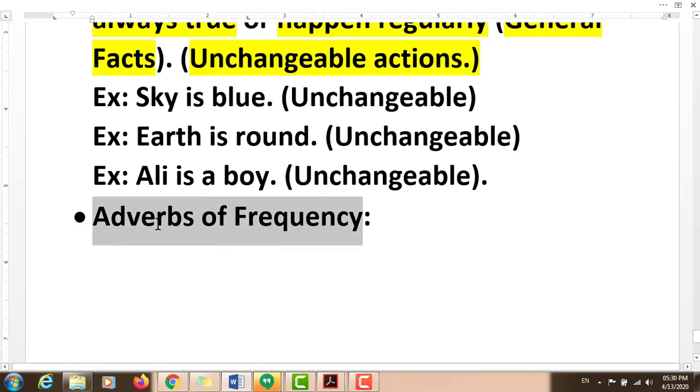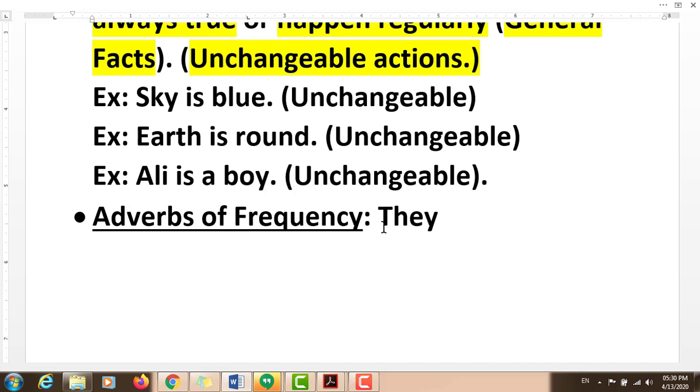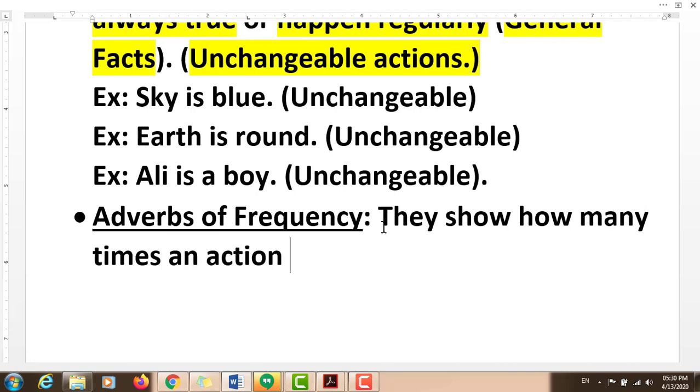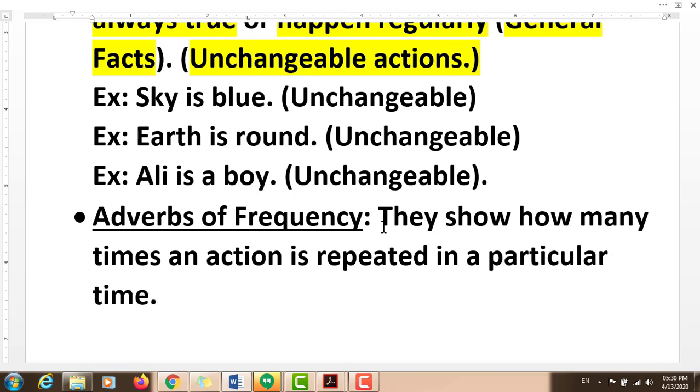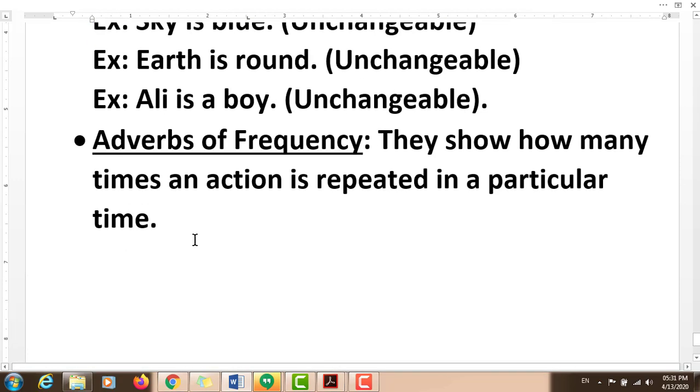I'm sure you know this. Adverbs of frequency, they are. So this is the definition, and this is how I explain. They show how many times an action is repeated in a particular time. Okay, let's take the particular time as 30 days. For example, a particular time can be 30 days.